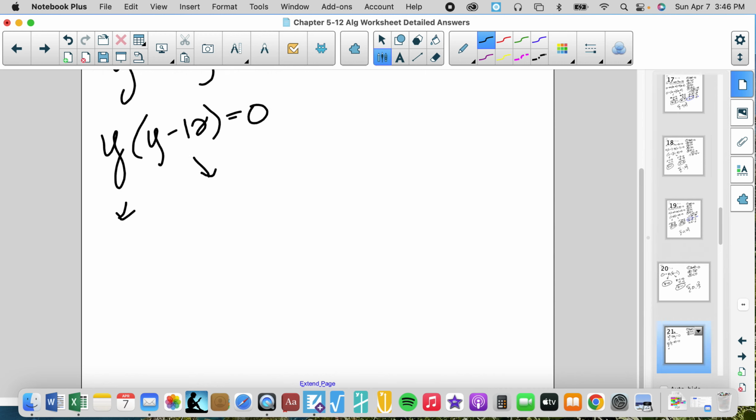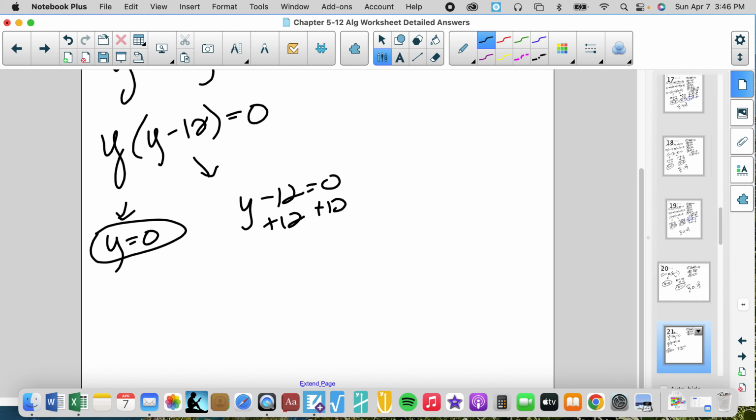It's now a product of two things that equals 0. Set each one equal to 0. Y equals 0. That's already isolated. Y minus 12 equals 0. Let's add 12. Y equals 12. So those are my solutions.